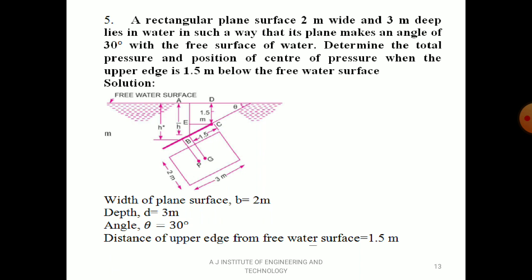So let's go for the solution. Width of plane surface B equal to 2 meter. Depth D equal to 3 meter. Angle theta equal to 30 degree. Distance of upper edge from free water surface, that is DC, equal to 1.5 meter.